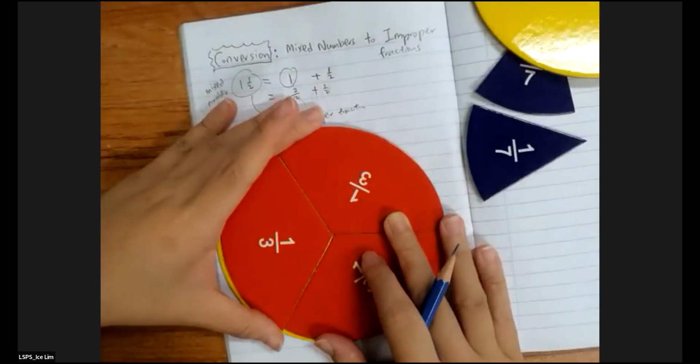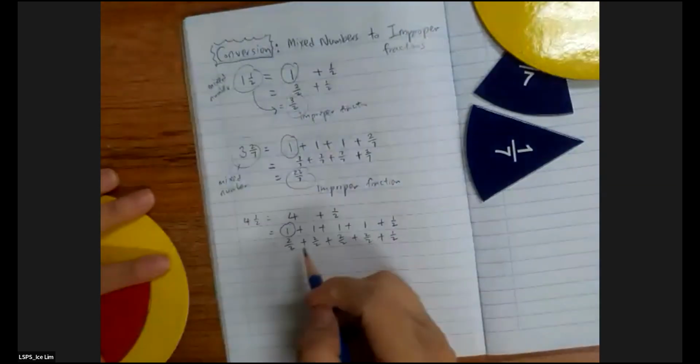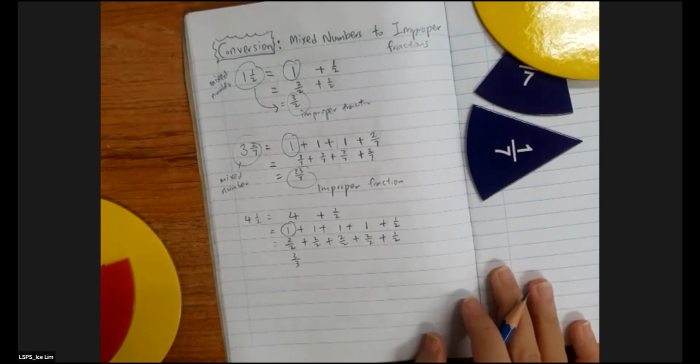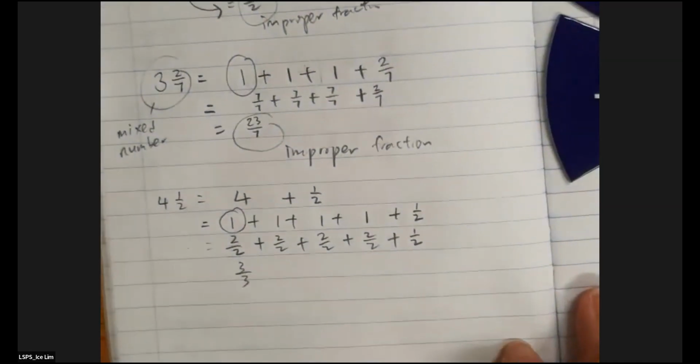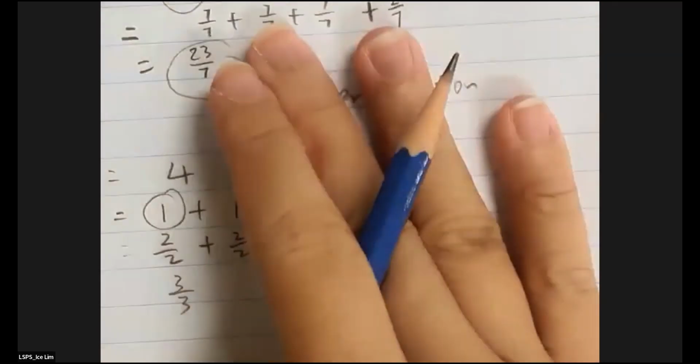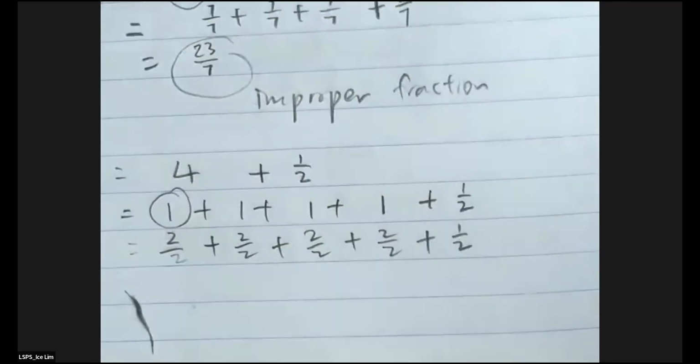One whole is also thirds, right? Can I change this into thirds instead? You won't want to do that. Why do you not want to do that? Yeah, because you can't really add them together. It's so difficult to add.